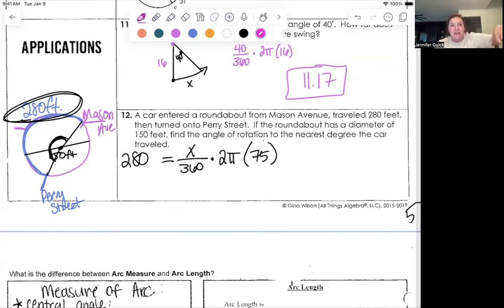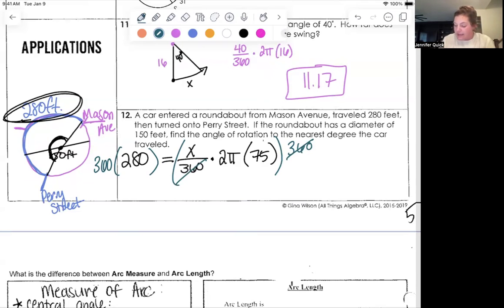All the problems that I've done so far, I've been finding this 280 value. Now I am finding the angle at which I'm going. So now I have to solve. A couple of different options here. You could absolutely multiply both sides by 360 first. Gets rid of your denominator, makes it really nice. So I'm going to multiply by 360 on both sides. That gets rid of my denominator, and I hate fractions. I mean, I don't, but I know y'all do.